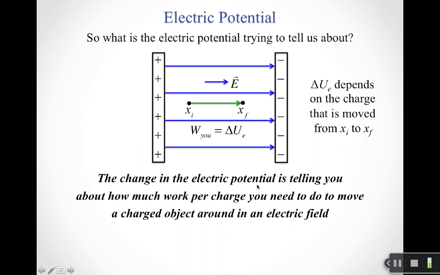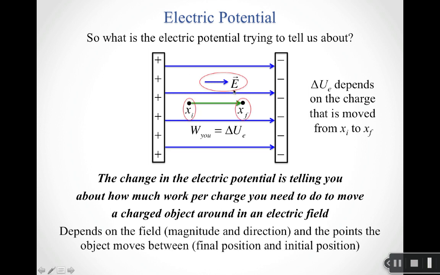So the change in the electric potential is telling me how much work per charge I need to do to move a charged object around an electric field. So again, it's telling me about just the field and how I'm choosing to move around that field. Again, notice that depends on the field itself, what its magnitude is, what its direction is, and then the points we're choosing to move between. So how did you move relative to that particular field vector?